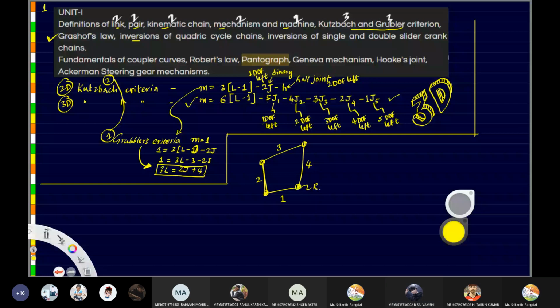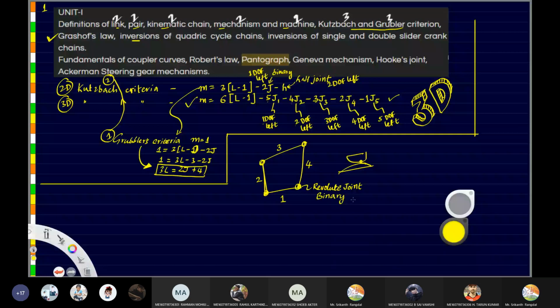So is this revolute joint a binary joint or a half joint? Binary. Okay, it's not a half joint. A half joint means it will have just a point contact. So this one is definitely a binary joint. Fine. So we take up this mechanism.